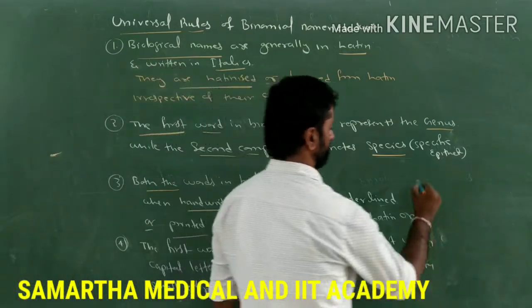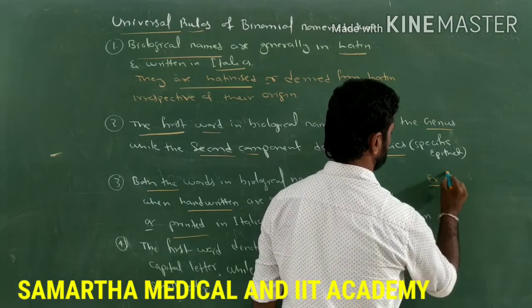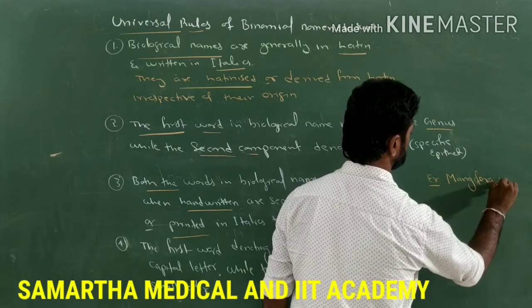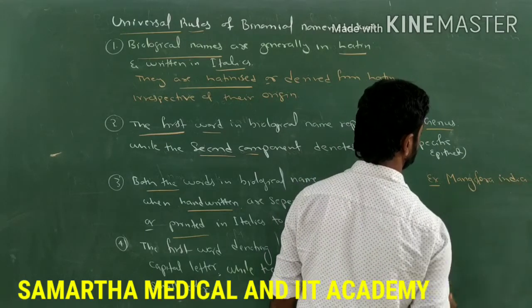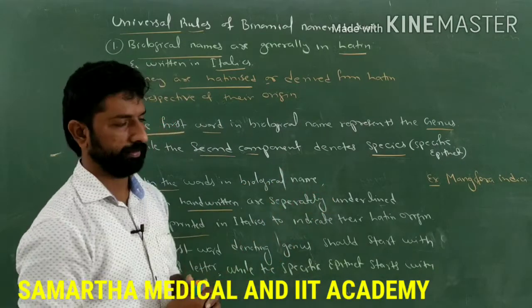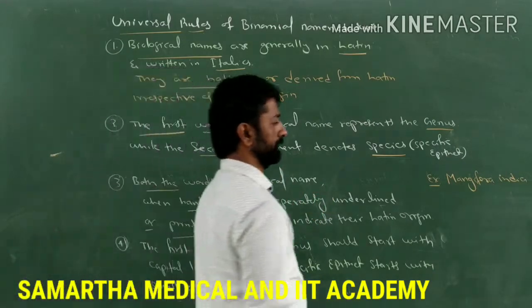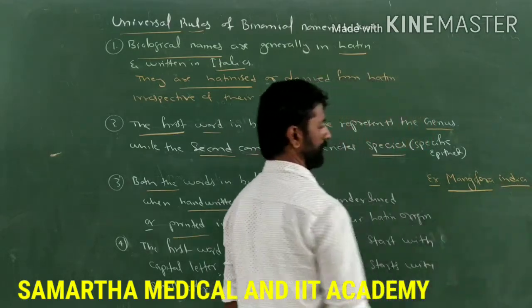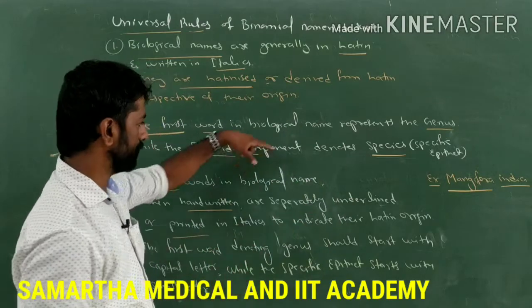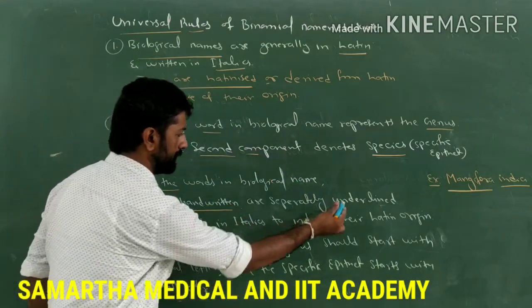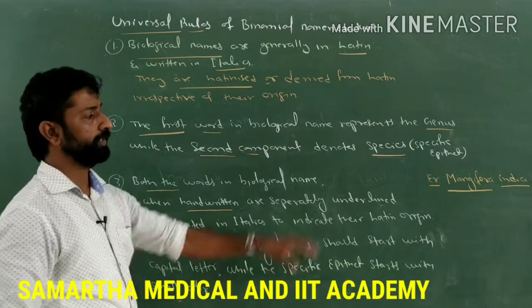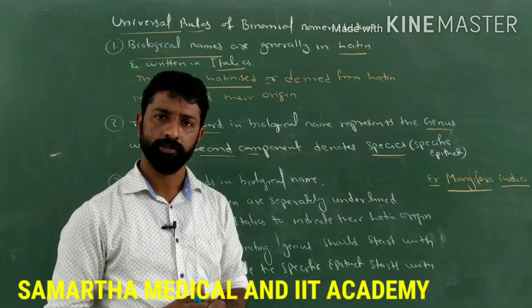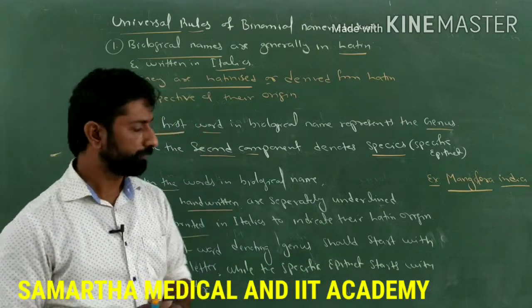Say for example, if we take the same example here, that is Mangifera indica. Mangifera indica. So I have written it in a handwritten format. Then the first component Mangifera and the second component indica should be underlined separately. What we have taken here, right? When handwritten, they are underlined separately. When the same name is printed, then it should be in italic fonts. Now the italics indicate their Latin origin. Okay.